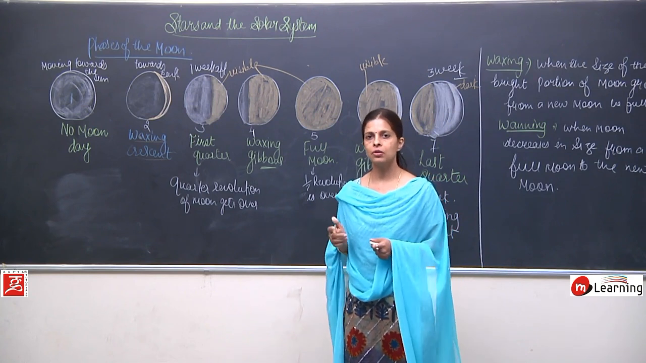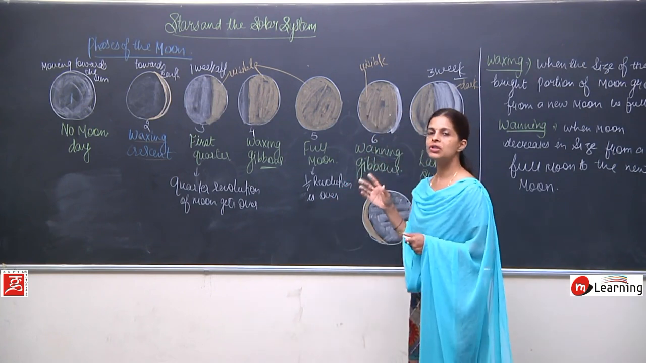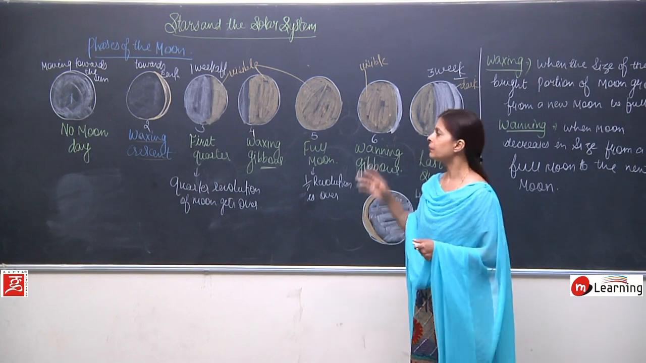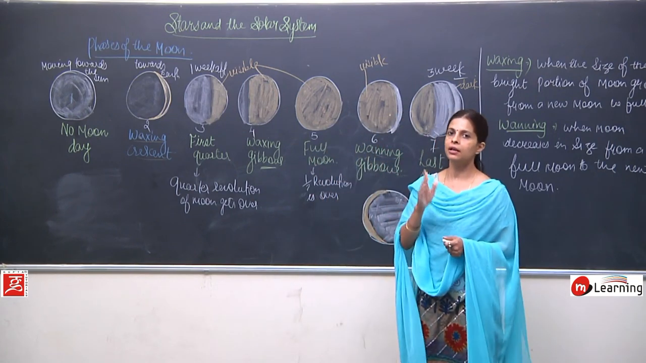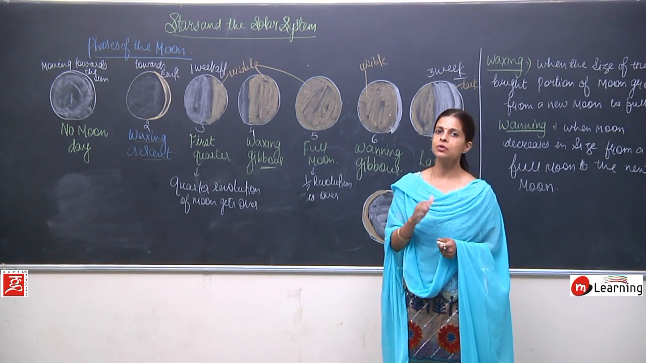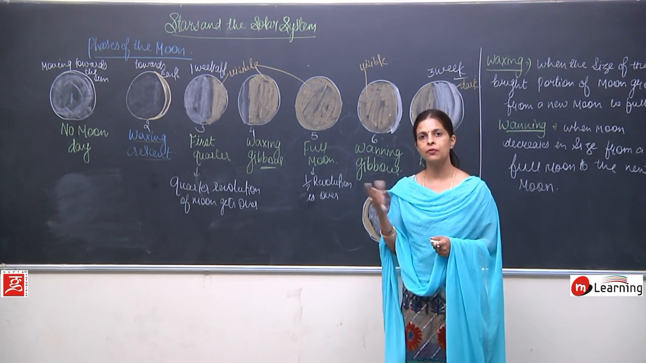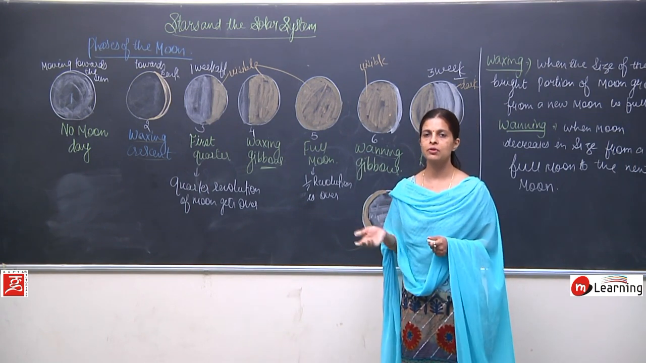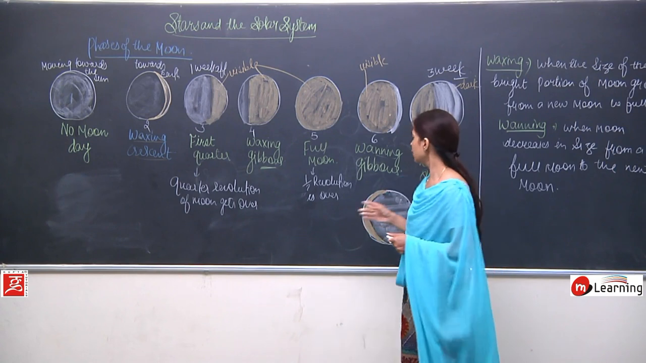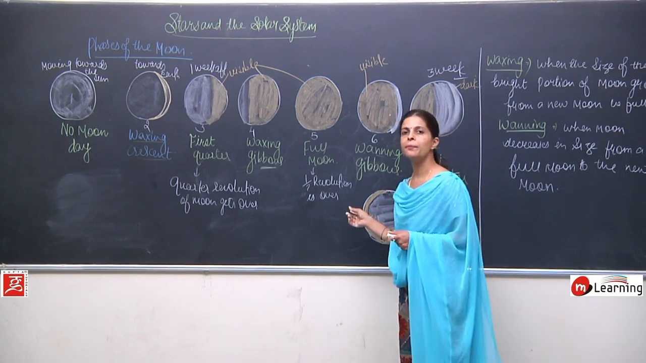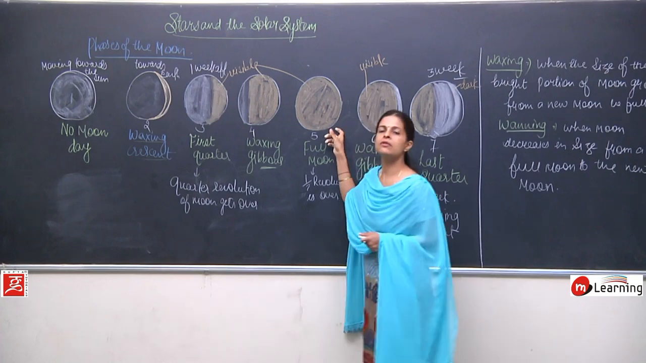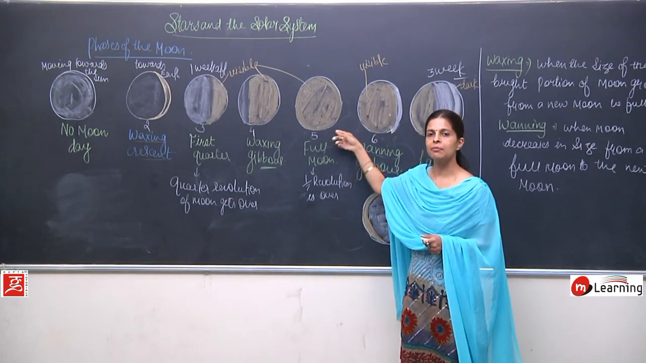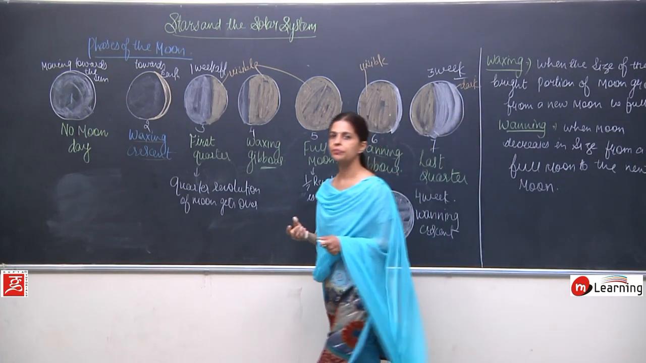It cannot keep on changing its shape. So it's not that the moon changes its shape, but the position of the moon changes with respect to the earth, and so we are able to see sometimes the full moon, sometimes we are not able to see even the half moon. Now this one is known as Purnima in Hindi, that means the full moon day.